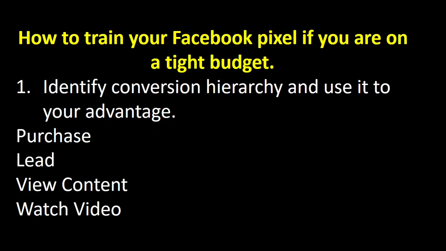Then let's go down. If we go down, you will see watch video. Somebody that is able to watch your video to 100% or even 75% shows that somehow he is interested in your product in a way. So he has intent. But he may not be prepared to buy your product or to even opt in his email, but somehow he's on the way.